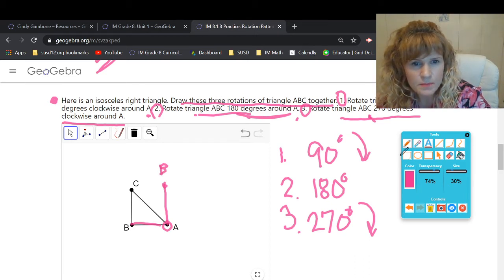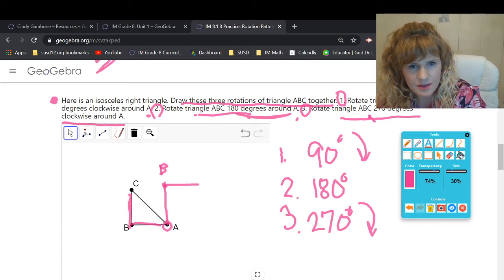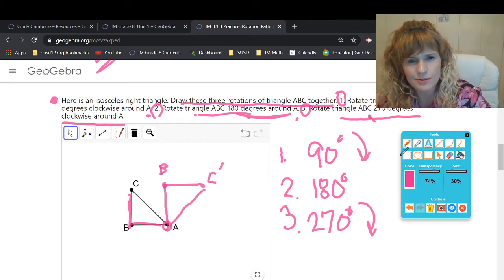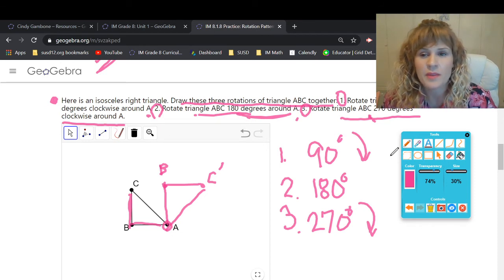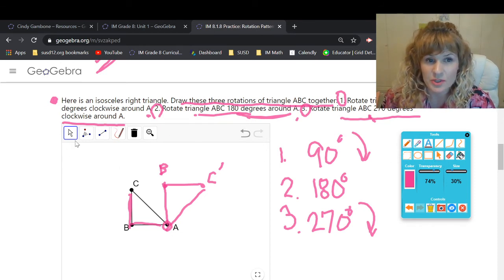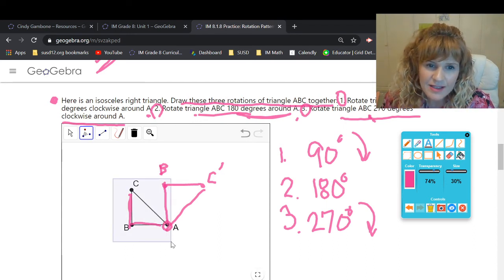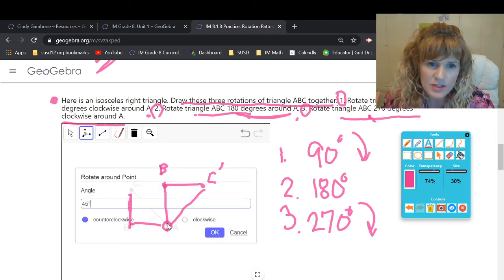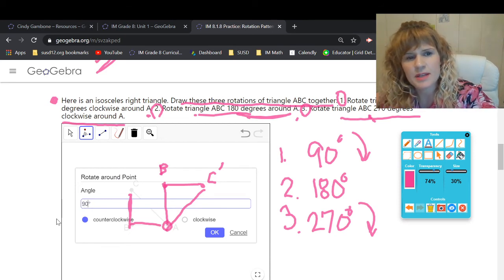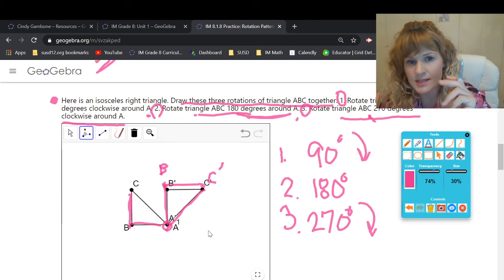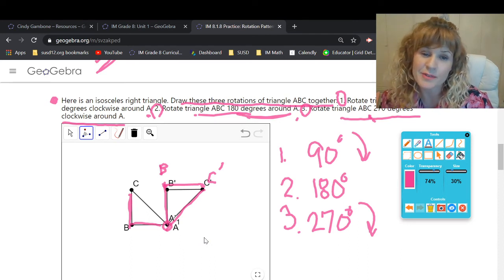Then this line segment BC is going to go here. So that's going to be C prime, and then my hypotenuse will be there. I think so. Let me try it using the GeoGebra tools. I'm going to click on the Rotate About Point tool and then highlight that figure. Highlight the whole thing and click on the center point of rotation and type in 90 degrees clockwise. Hit OK. Bing! I'm pretty close.